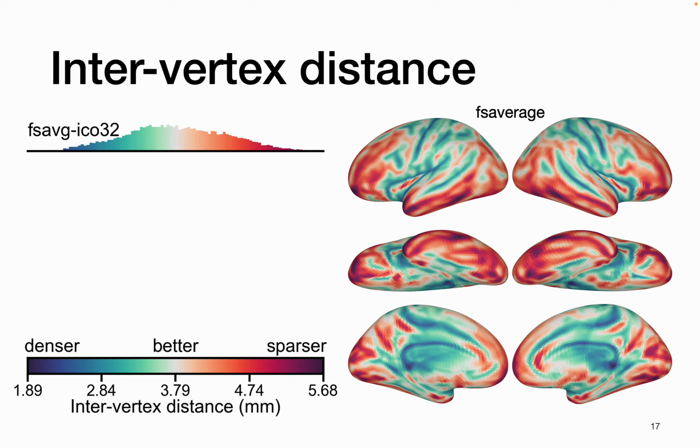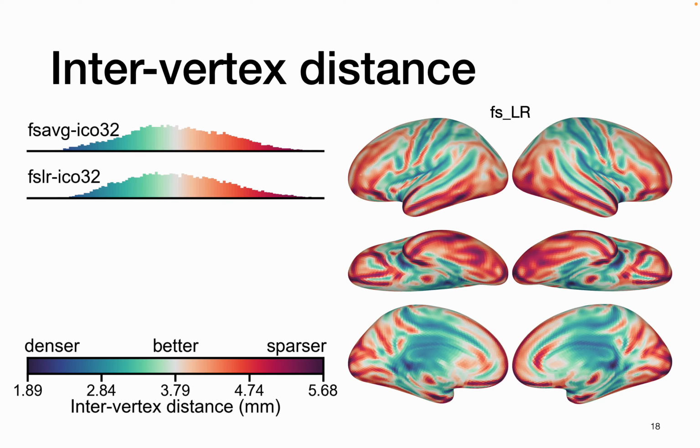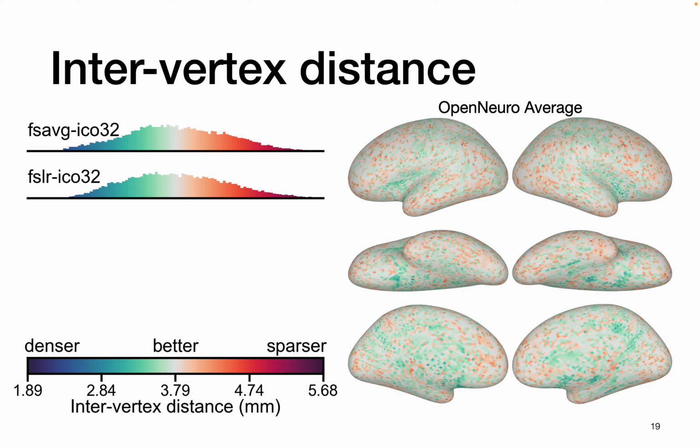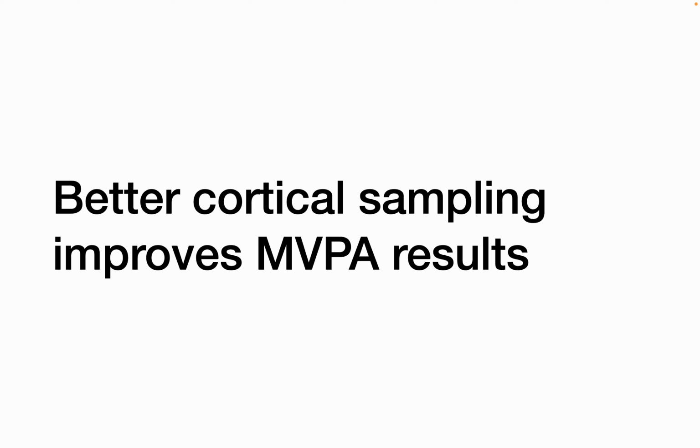This is the intervertex distance based on the fsaverage template, the fs_LR template, and our new open neural average template. The variation of intervertex distance across different brain regions is much smaller compared to previous templates. In the next part, I will show you how better cortical sampling can improve MVPA results.